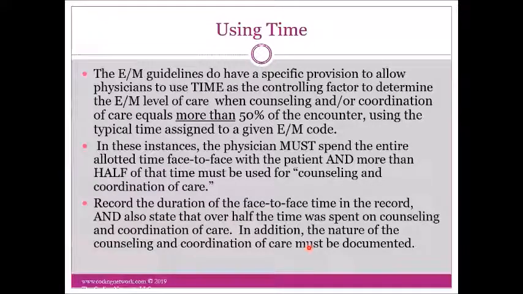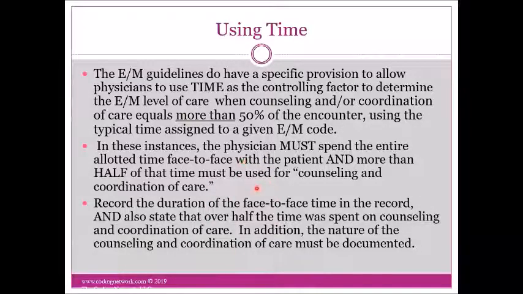So let's look at what you would need to document. Because the E&M guidelines do have a specific provision to allow physicians to use those typical times associated with those codes as the controlling factor in determining the level of service when counseling or coordination of care is more than 50% of the encounter. So what you have to do then is spend the entire allotted time face-to-face with the patient, and more than half of that time is spent for that counseling, for example.